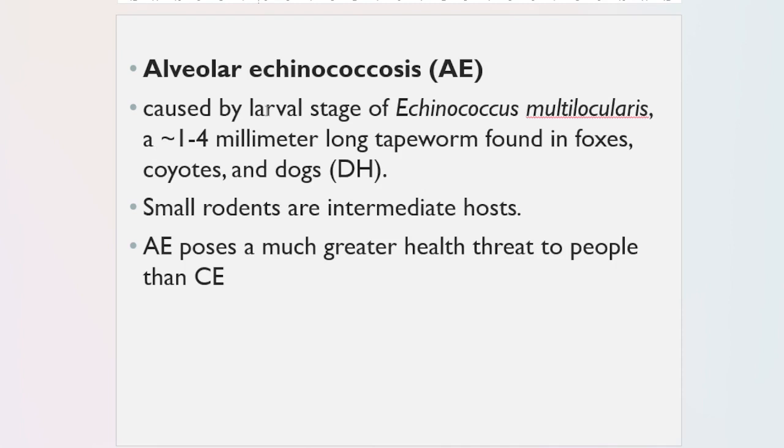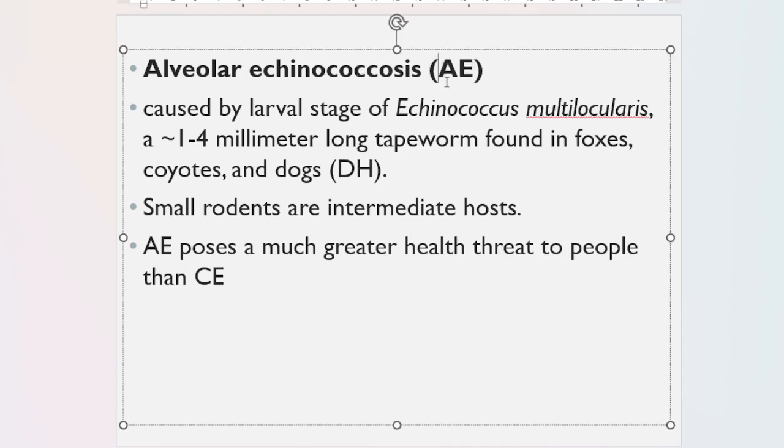So, si alveolar echinococcosis, si AE, ako lang naglagay niyan guys. Hindi talaga to yung acronym niya, pero para mas shorter. So, the AE, alveolar echinococcosis, that is caused by Echinococcus multilocularis. So this is shorter, 1 to 4 millimeter long tapeworm. So this is the larval stage. So we are referring to larval stage found in foxes, coyotes, and dogs.